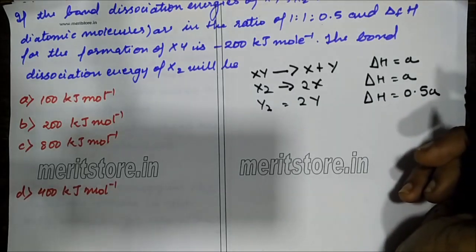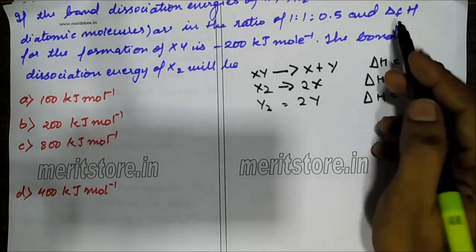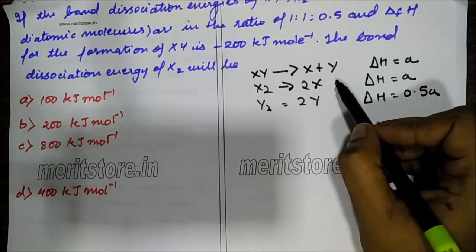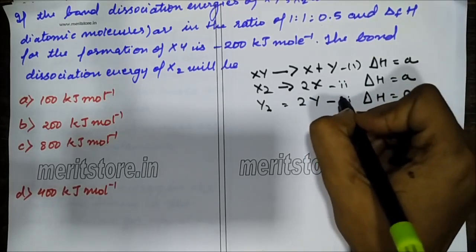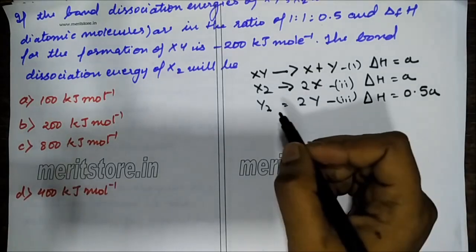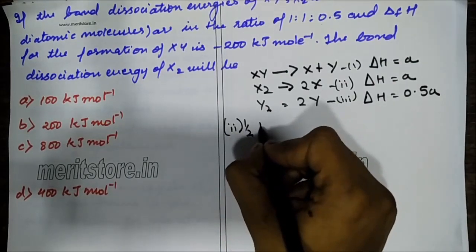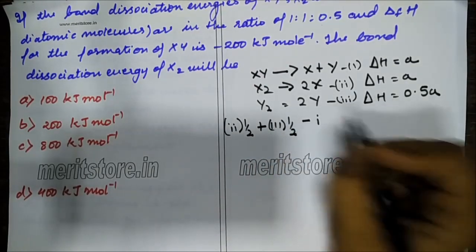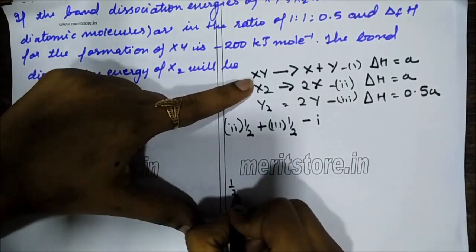Now we want to get the formation, since we are given the delta H for the formation of XY. So let's say these are equation number 1, equation number 2, equation number 3. If equation number 2 and 3 we multiply by half and add them, so what am I doing is, equation number 2 I am multiplying by half, plus equation number 3 I am multiplying by half, and then I am subtracting equation number 1. So what will I get?